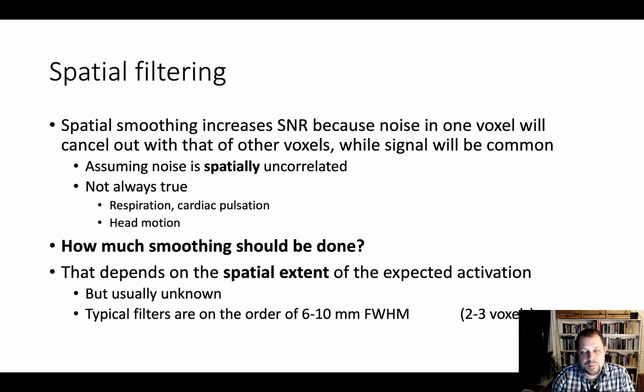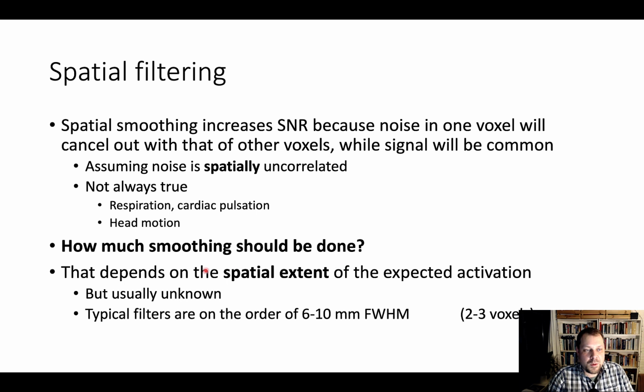A similar principle is applied to signal averaging across different trials. And that's why commonly many trials are repeated, about 40 within the same condition in functional magnetic resonance imaging, because this also leads to signal averaging. So this is one way that we can improve the signal to noise ratio. The assumption, however, that noise is spatially uncorrelated is not always true. We have respiration, we have cardiac pulsation, which obviously will be highly correlated across neighboring voxels. They will see the same effects from these types of influences. Head motion is another one.